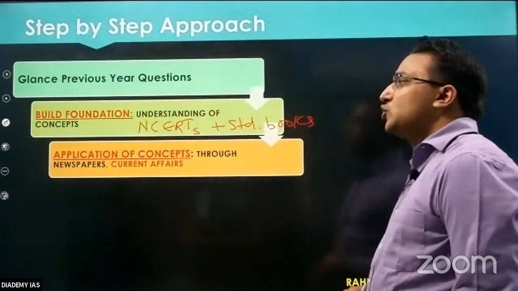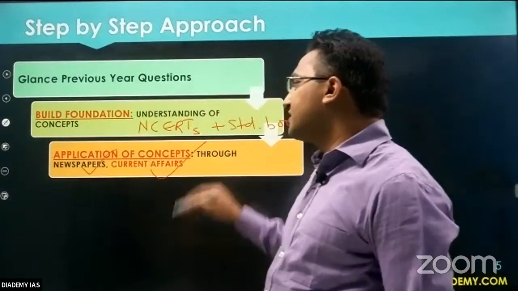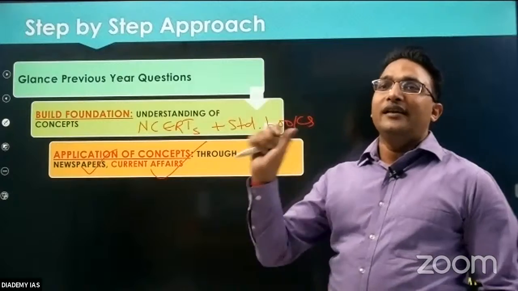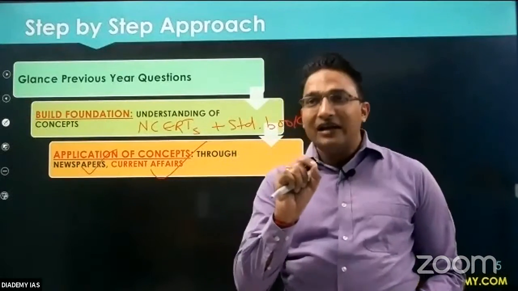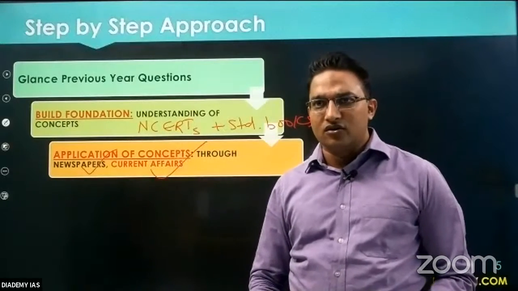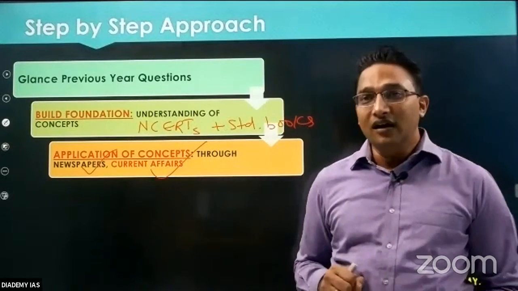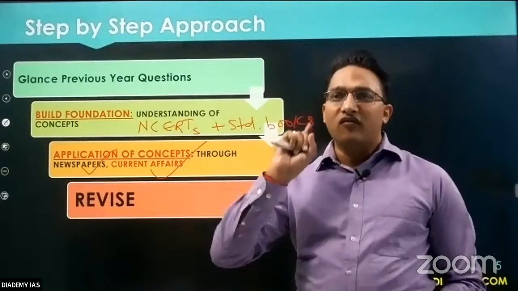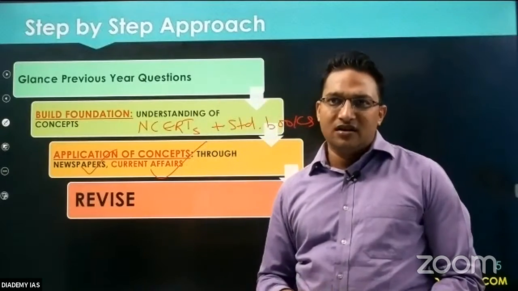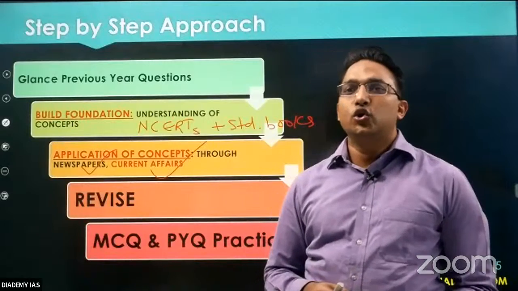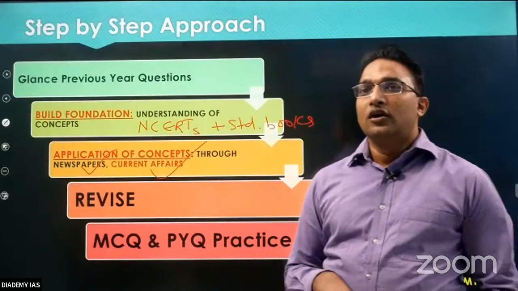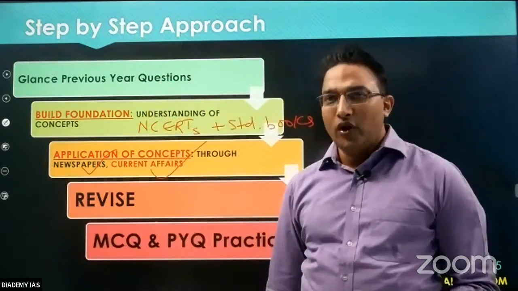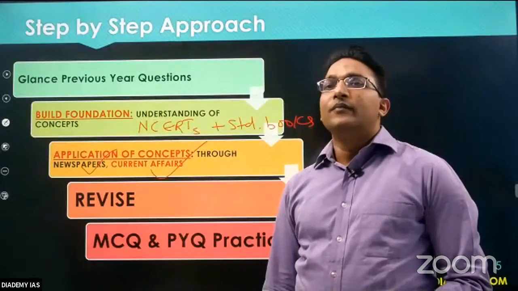Third, you should apply this concept through newspapers, through current affairs. So for example, when you complete the inflation chapter from this topic and you read the newspaper, then you should try to interlink the concept which we have discussed in the class and the news which is there in the newspaper. And then regular revision. I always say daily revision, weekly revision, and exam time revision. This is a must. And then MCQ and the previous year question practice you must do. So this step by step approach you must follow for every subject, and for economy also we are following this systematic pattern in the classes.